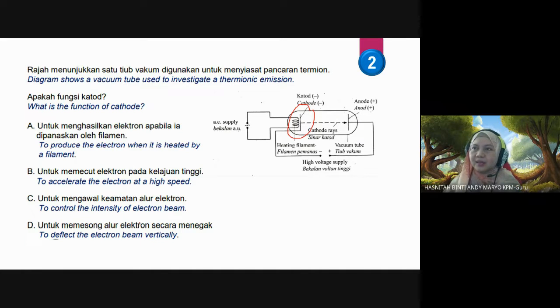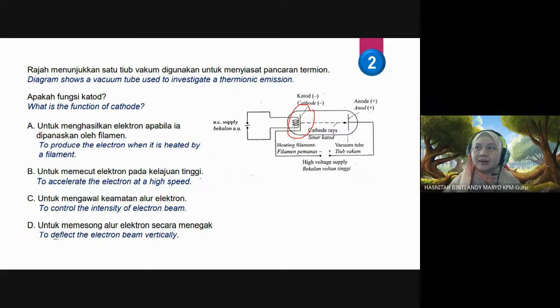So the answer is A, to produce electrons when it is heated by the tungsten filament. How about B? Who does this work, to accelerate the electron at high speed? This is done by the anode.